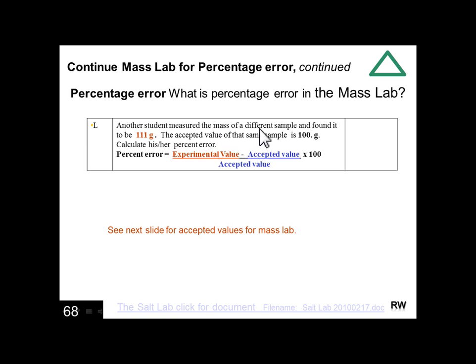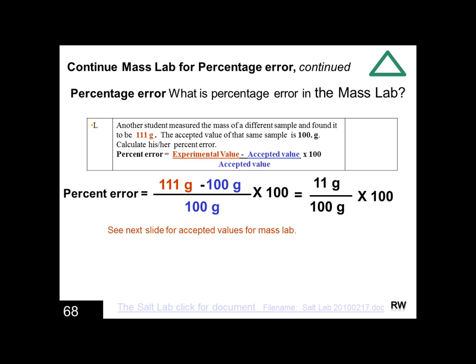Another student measures the mass of a different sample and found it to be 111 grams when the accepted value of the sample is 100 grams. Calculate the percentage error. Well, the experimental value is 111, that's in red. The accepted value is 100, so you calculate the percentage error by taking 111 minus 100 grams, then divide that answer by 100, multiply by 100, the answer would be 11%, positive 11%.